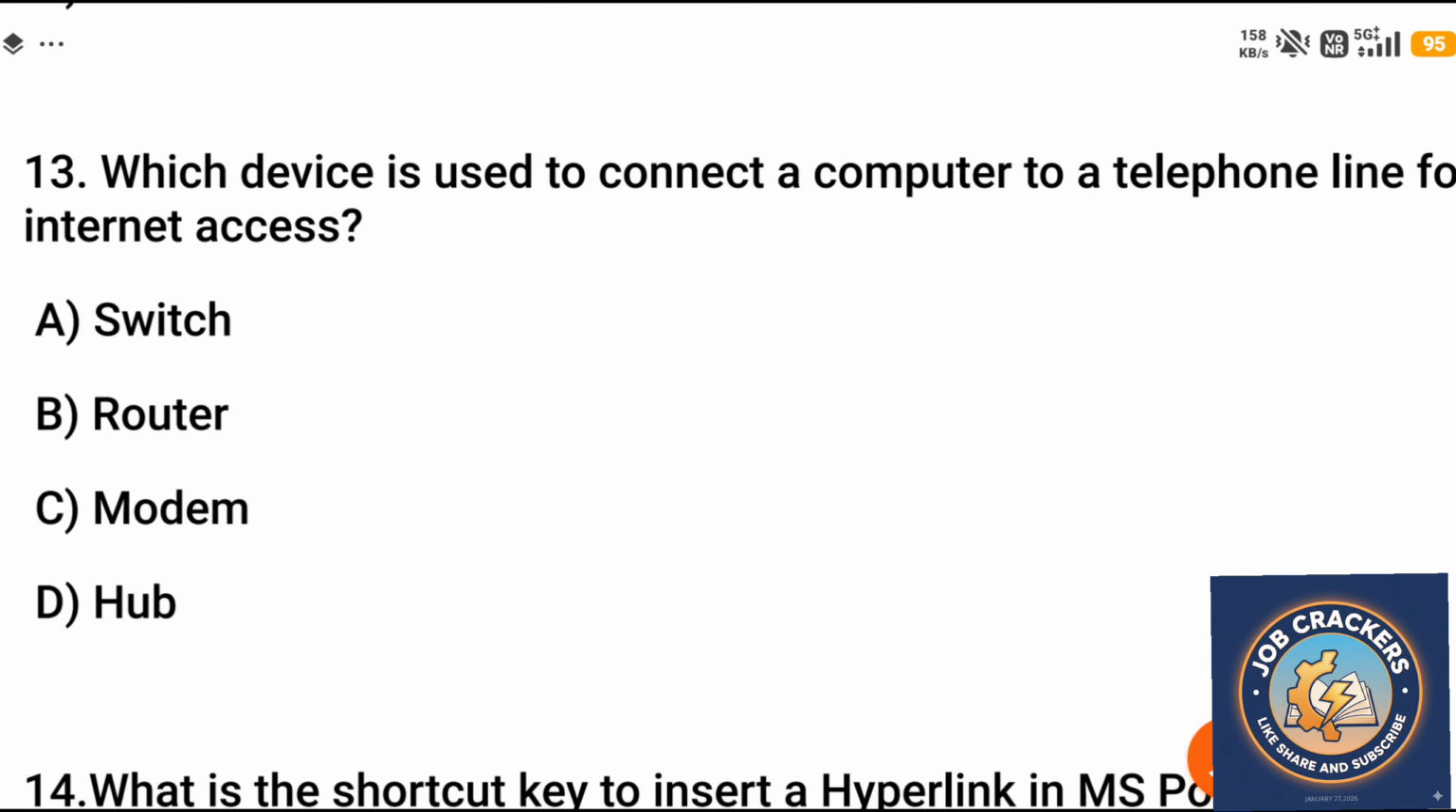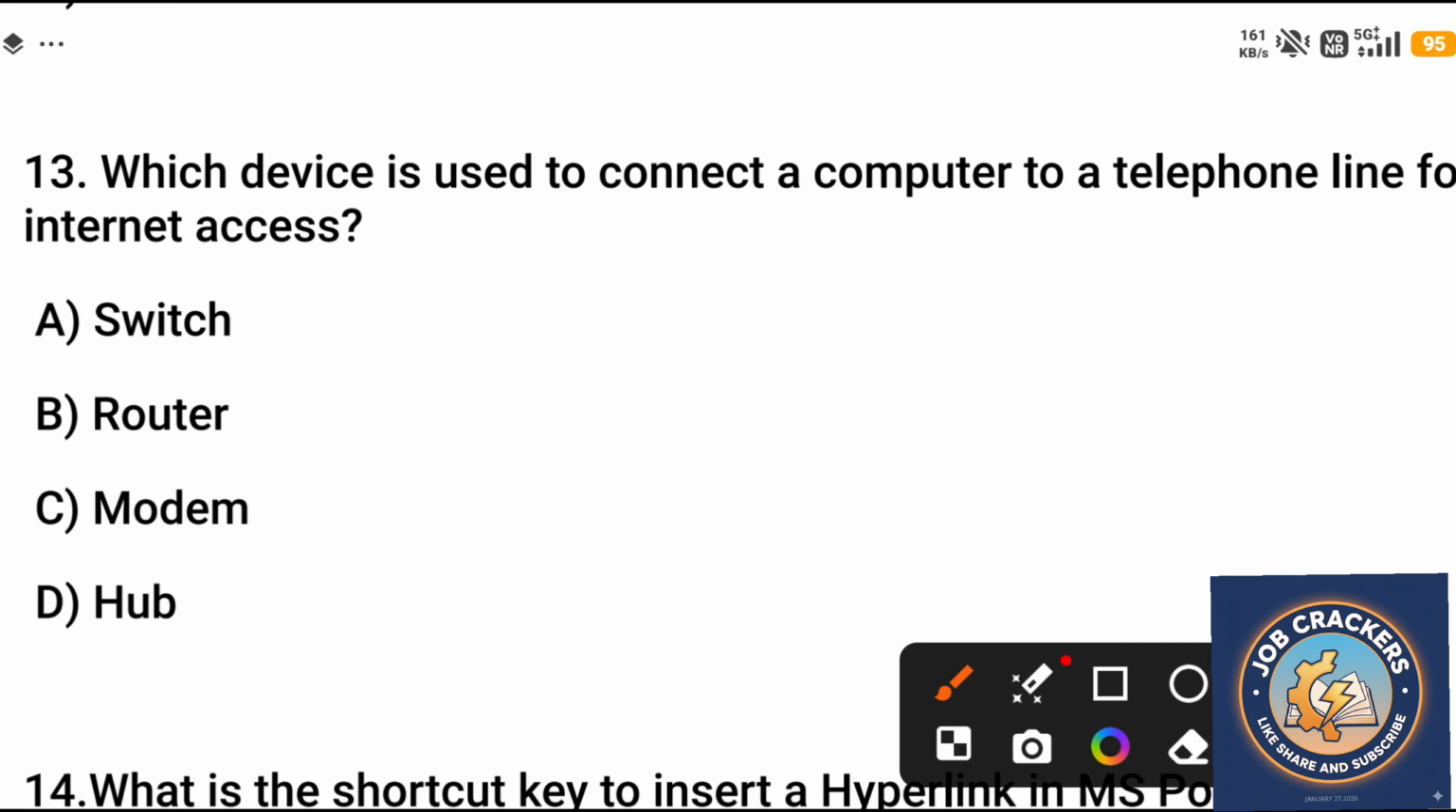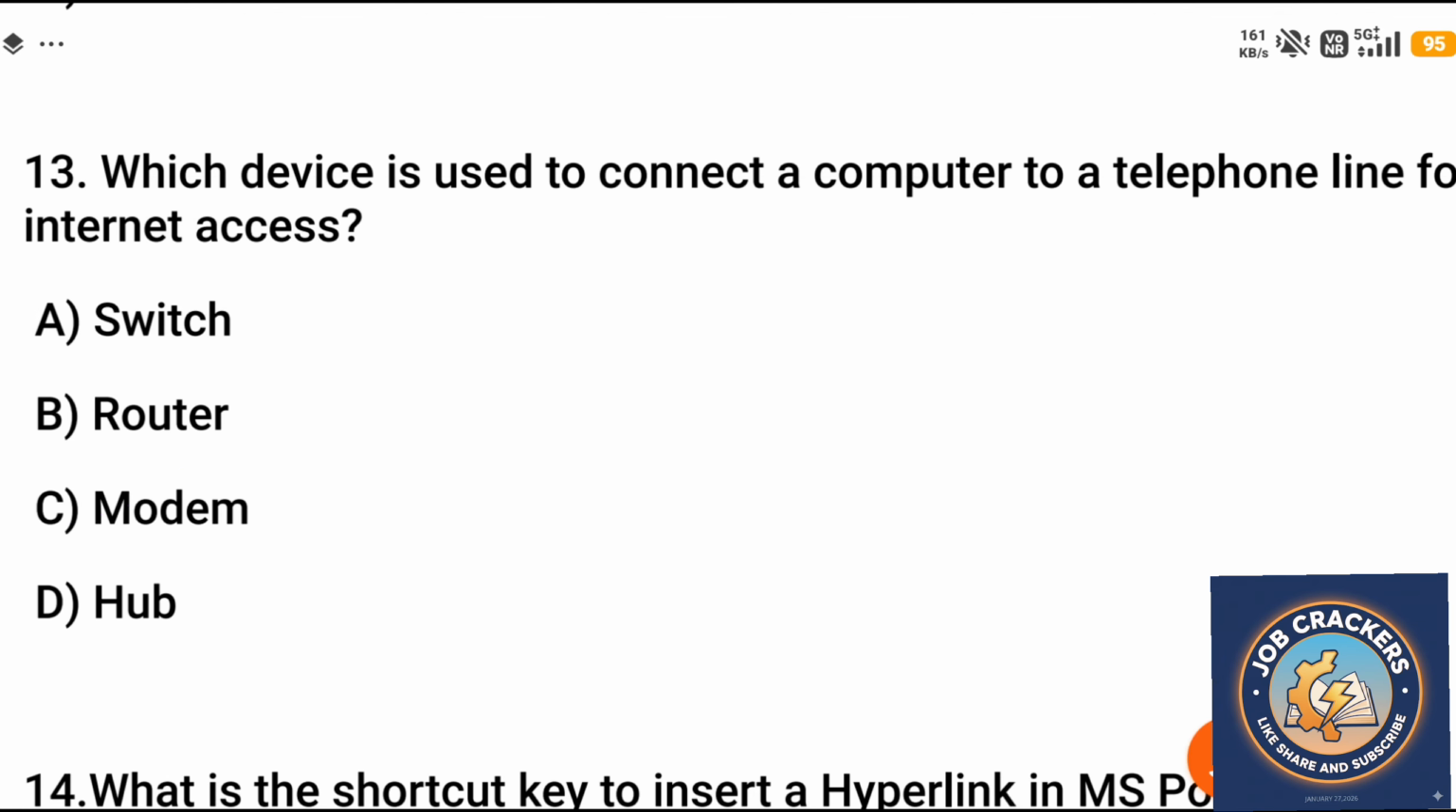Question 13. Which device is used to connect a computer to a telephone line for internet access? A. Switch. B. Router. C. Modem. D. Hub. Correct answer is option C.